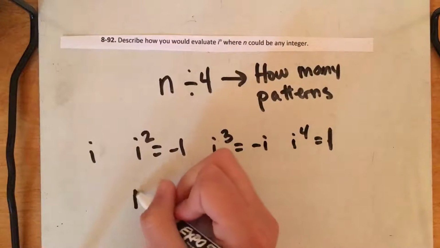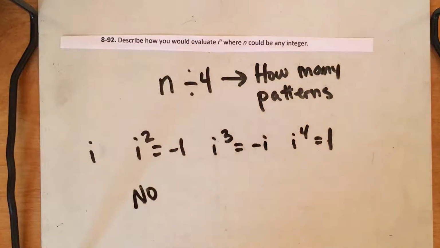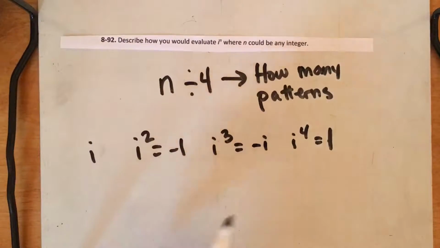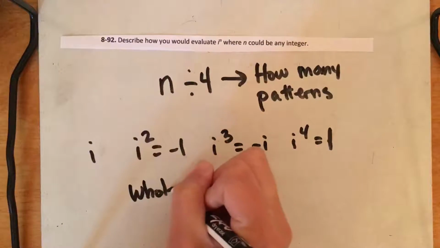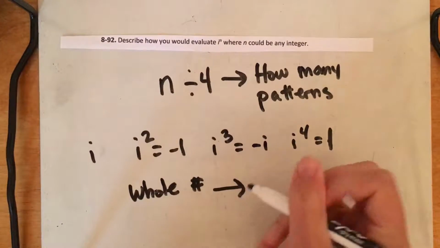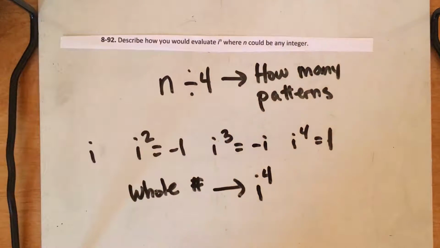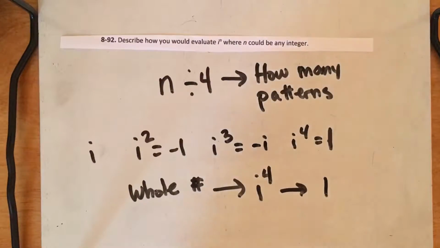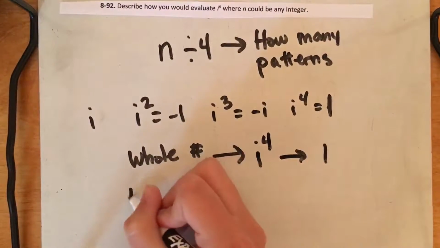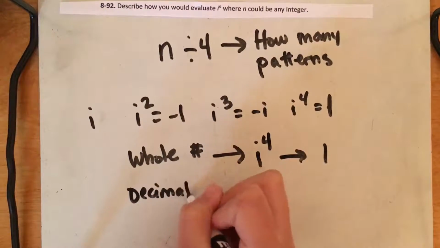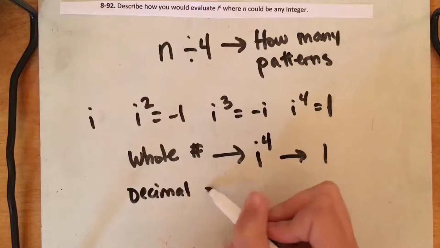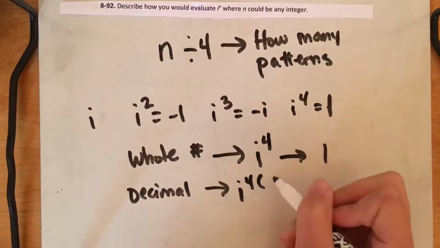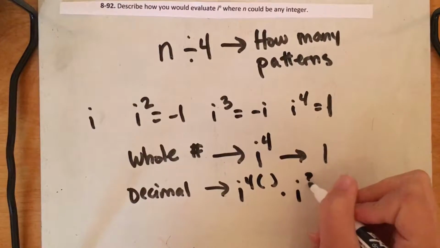If your answer is a whole number, that means you have just i to the 4th a bunch of times, which is really just a 1. Now if you have a decimal when you divide your number by 4, that means you need more. You need i to the 4th times something, and then another i to the something power.